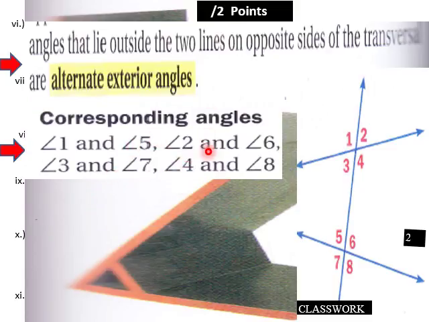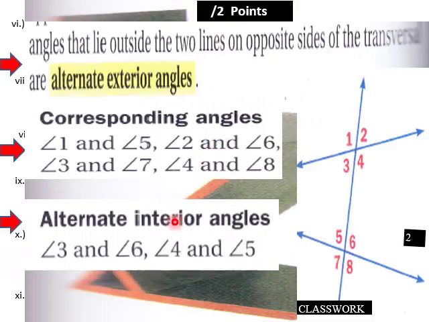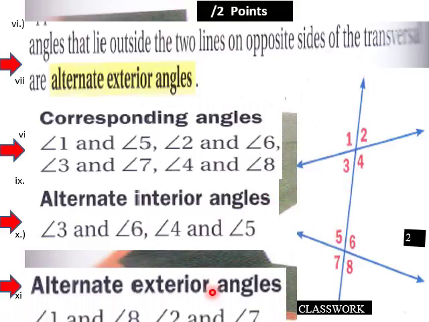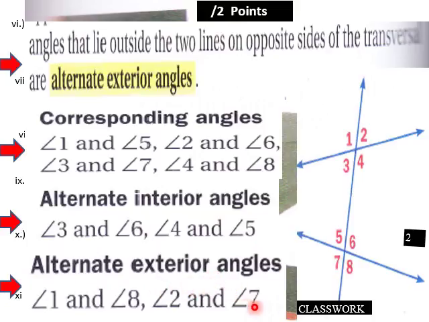So here we have correspondings are 1 and 5, 3 and 7, and then 2 and 6, and then 4 and 8. Those are corresponding. And then alternate interiors will be 3 and 6, and then 4 and 5. Those will be alternate interiors. And then alternate exteriors will be 1 and 8, 2 and 7.